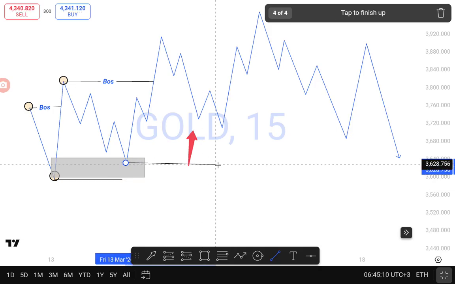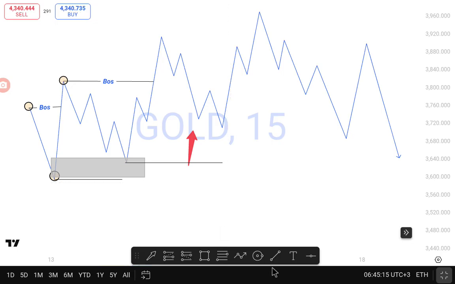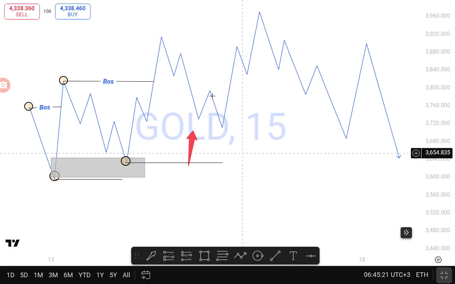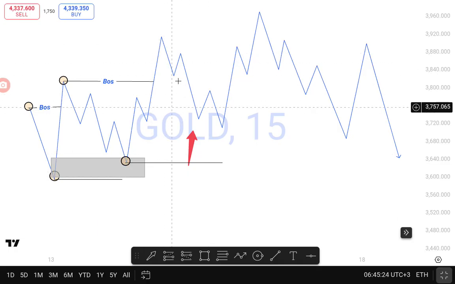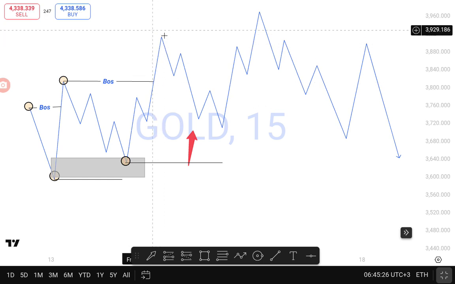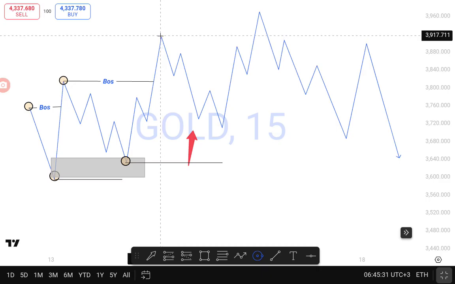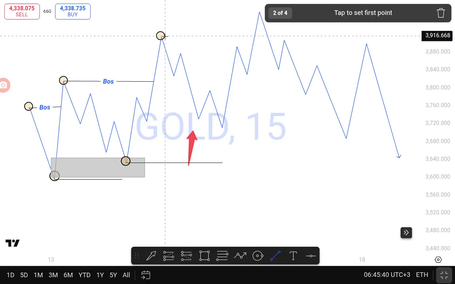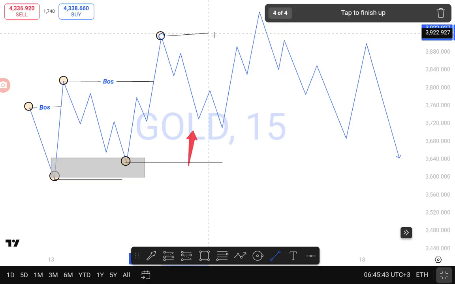Okay, and this becomes our external. This is an external swing point, this is external. So after that, we are now waiting for a pullback. Now we get our pullback at this point, price starts to pull back after breaking structure. So we need to get our trading range like this.